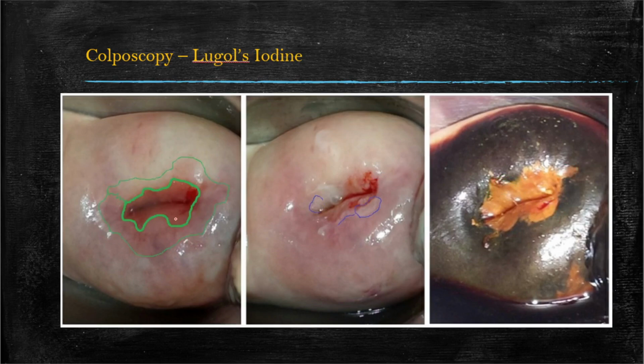And again, as we'd already highlighted, the original squamocolumnar junction is out here, and our new squamocolumnar junction. So we've got our columnar epithelium here, the glandular area, and the squamous there, and then our transformation zone throughout that area.